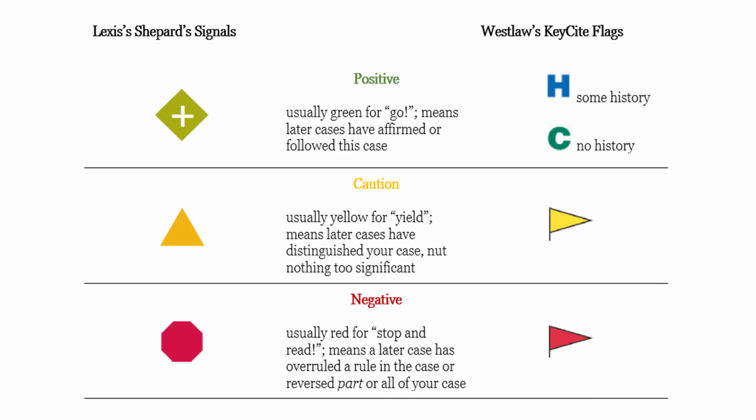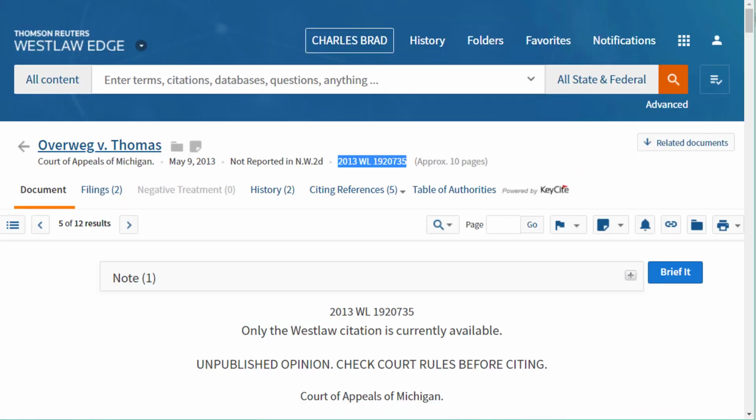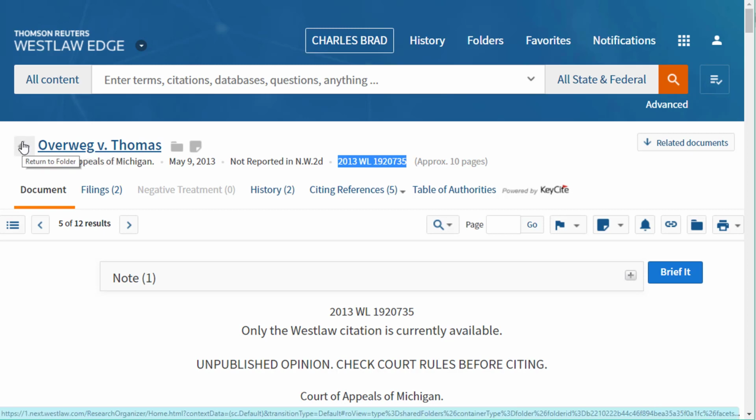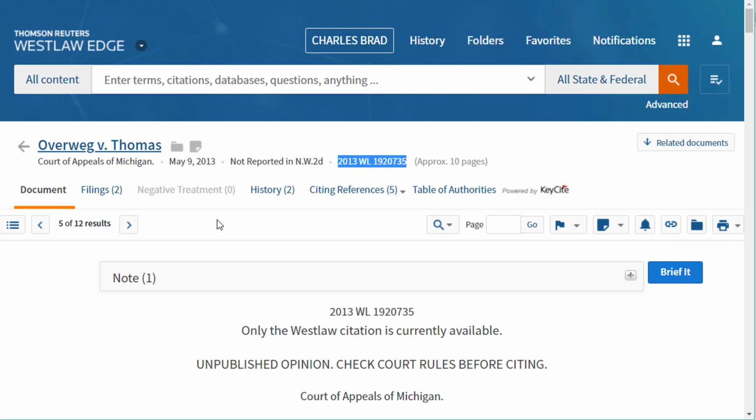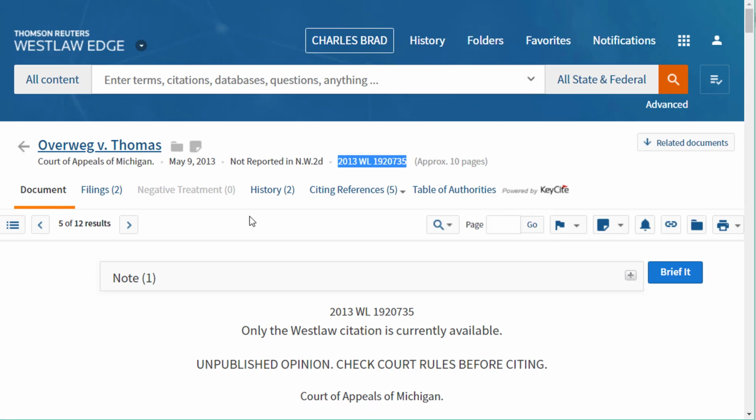So where to find these? They're at the top of the screen. In Lexis, it's right by the title. And then you can look over here where it says Shepherdize, and it will show it to you there. In Westlaw, it's at the top also, right next to the title. If it doesn't have a caution or negative, then nothing shows up. You could also look under negative treatment and citing references, and it will show up there as well.